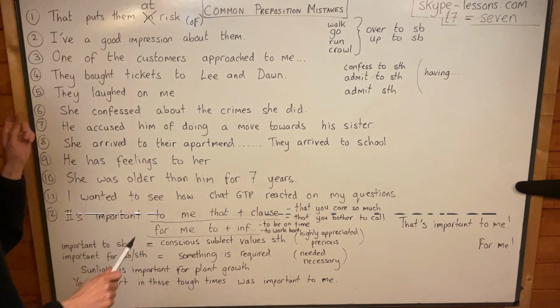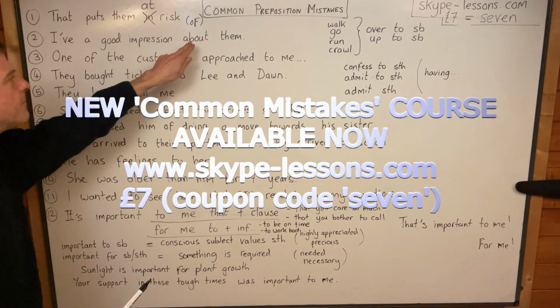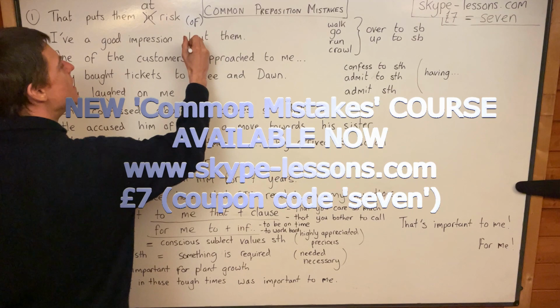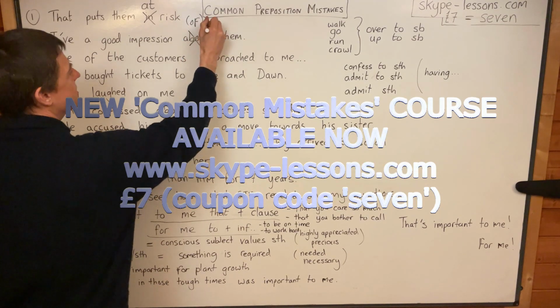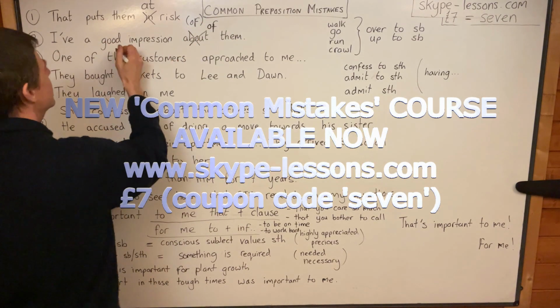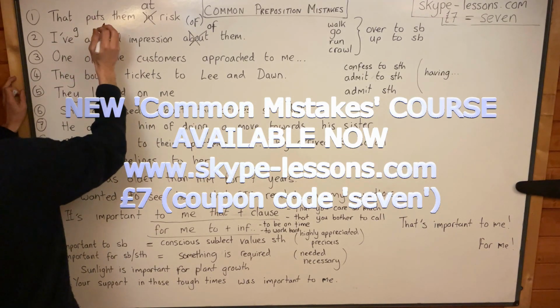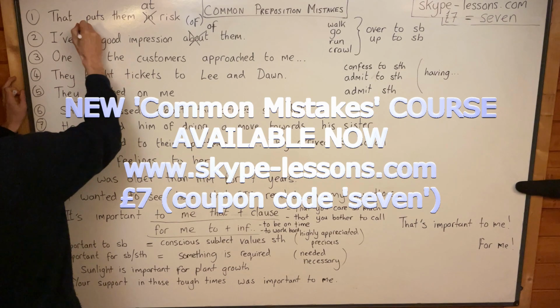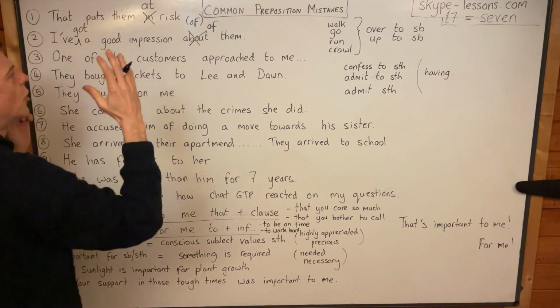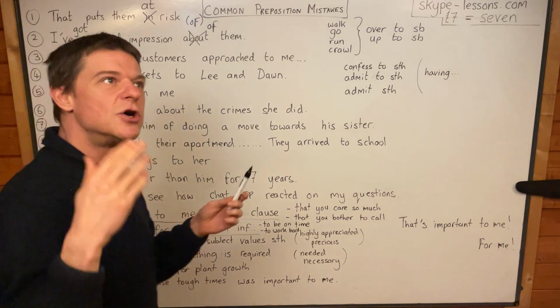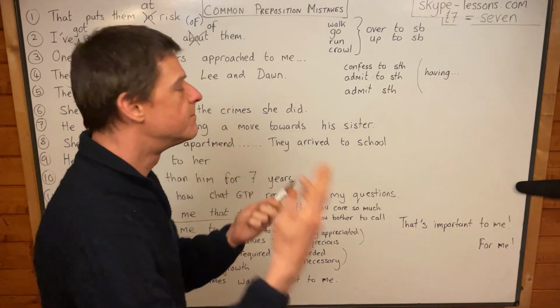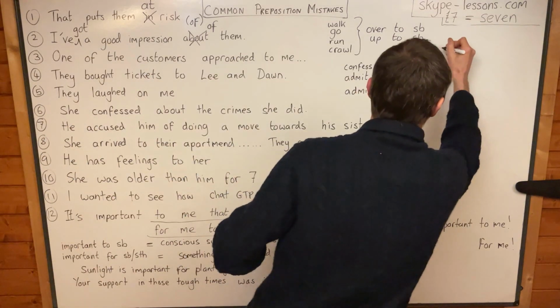Okay, number two. I've a good impression about them. No, you have a good impression of somebody. Yeah, I've got a good impression. In fact, sorry, I've got a good impression. Yeah, I've got a good impression of them. Yeah, they made a good impression on me. Yeah, so make an impression on somebody.